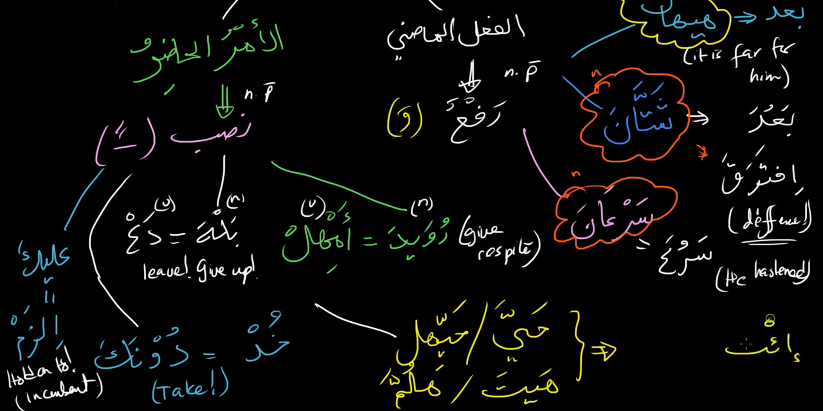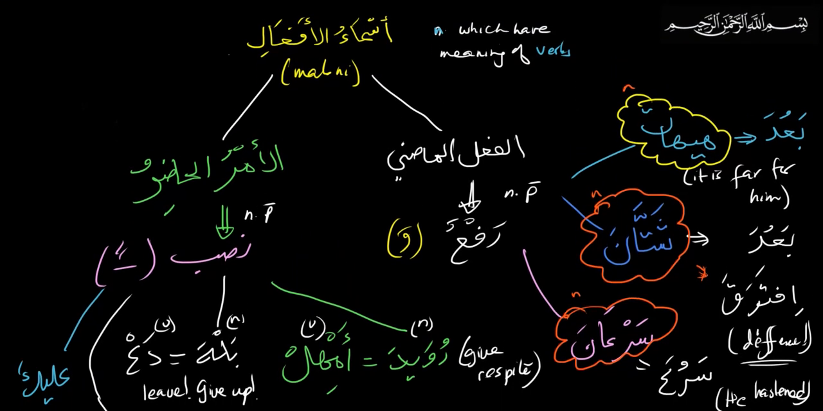I'ti means come, or ajil, or aqbil. So these are examples: hayya, hayya hal, hayta, and haluma. They all mean come, hasten. Hayya ala salah, for example.